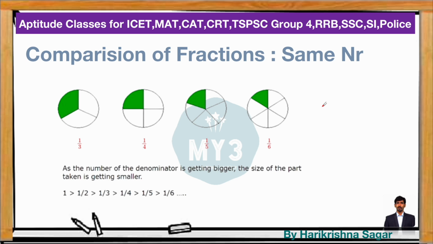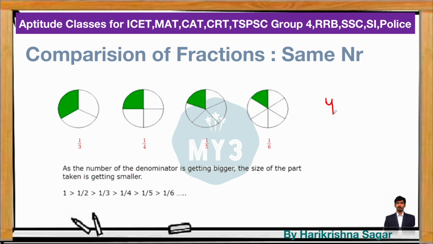If you have the same numerator, that means 1 by 3, 1 by 4, 1 by 5, 1 by 6 are there, which is greater here? When you have the same numerator, the one with the lesser denominator will have more value. Lesser denominator, more value. Let's take one more example. 3 by 11 and 3 by 9 are there, having the same numerator. Which fraction is greater here? Because same numerator, the one with less denominator has more value. That means 3 by 9 is greater than 3 by 11.